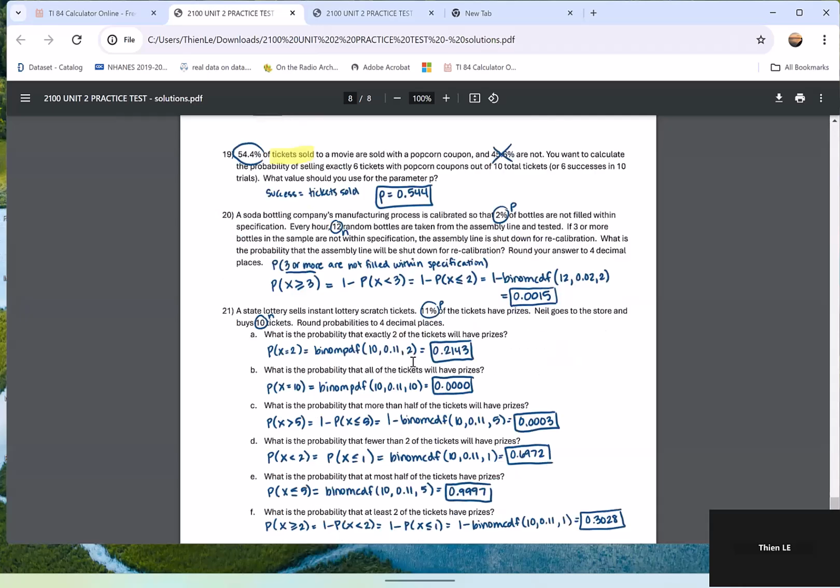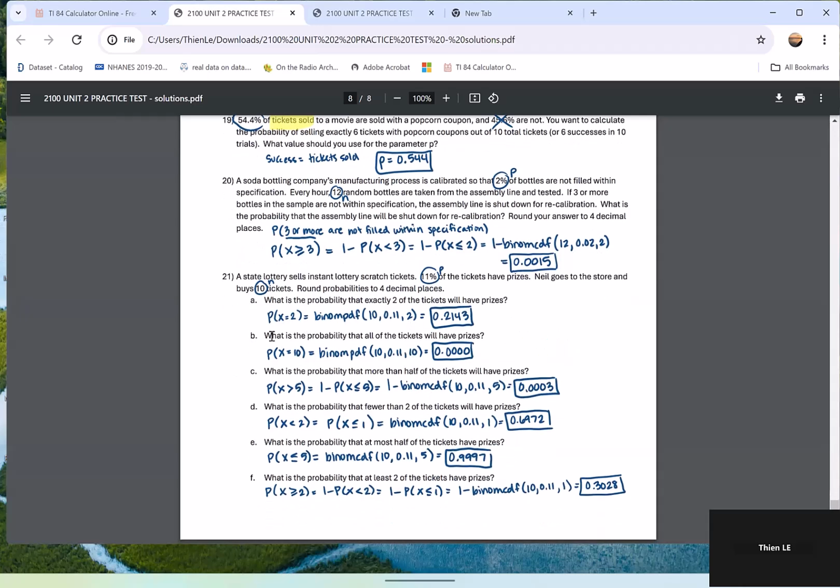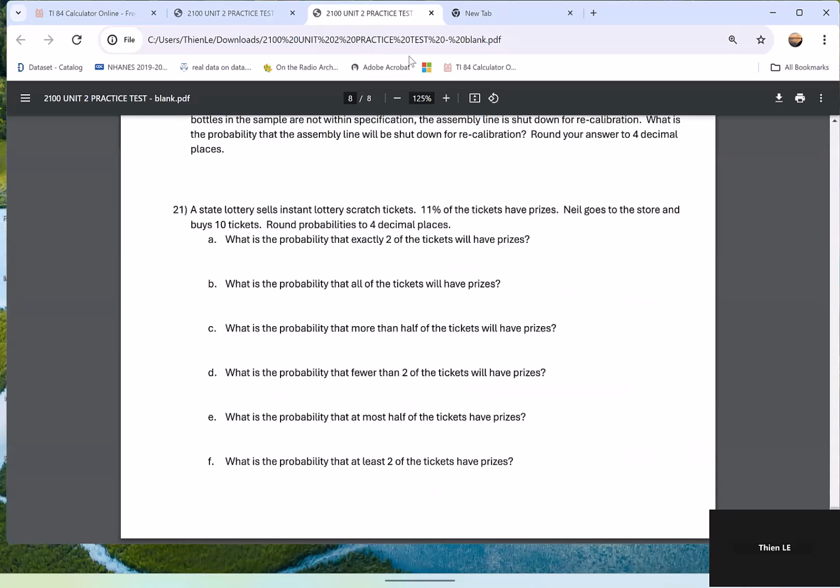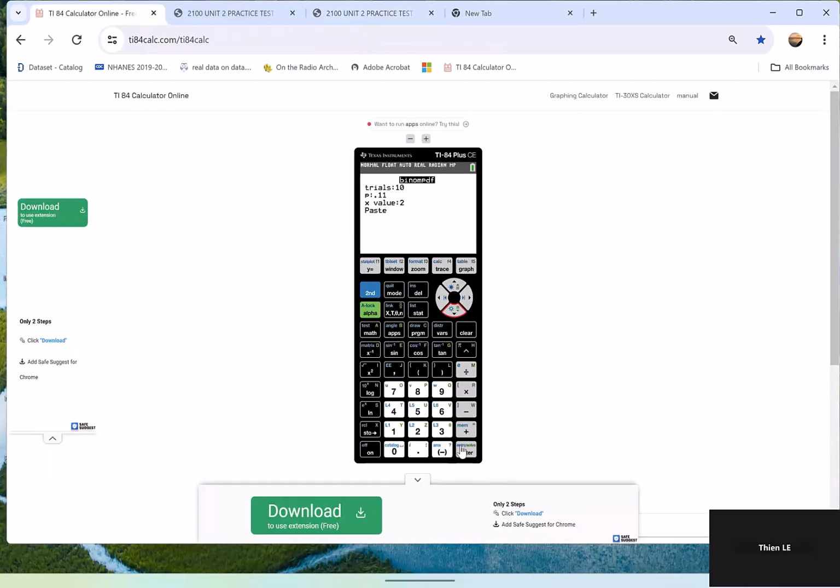So let us just use this file, okay? So we can save some time here. And again, you can also do that with your calculator by doing second distribution, binom PDF, right? 10, which is the trials, you buy 10 tickets. P is the success probability. And you want exactly two tickets to get the prize, right? Is that 2? Yeah, 2, right? You enter here, 0.2144.